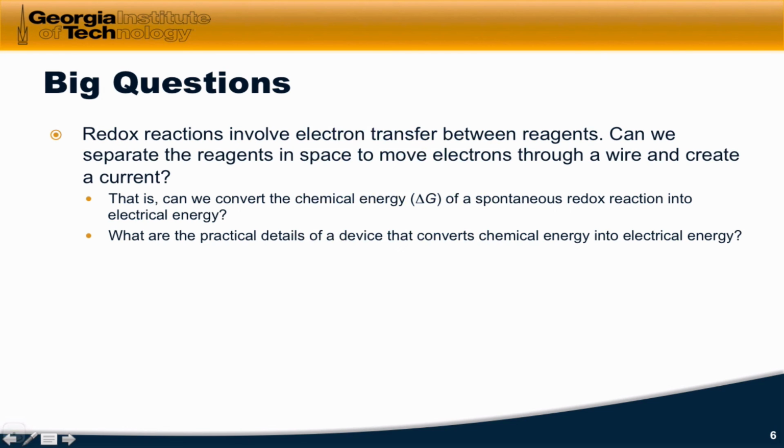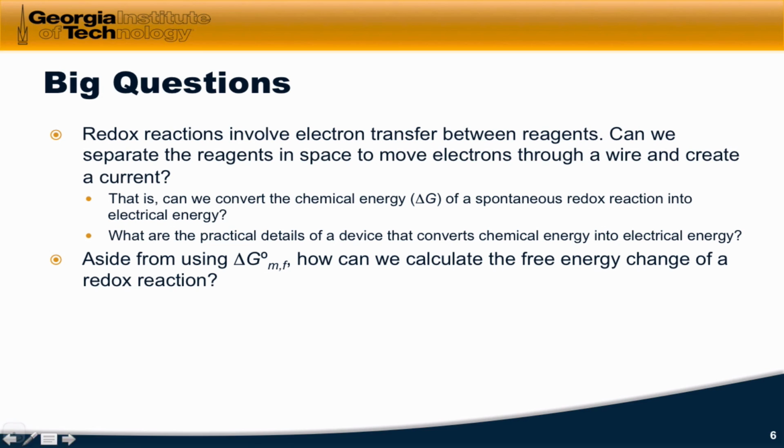So our big questions about redox reactions are the following. Redox reactions involve electron transfer between 2 reagents, from the reductant to the oxidant. Can we separate the reductant and oxidant in space so that we can somehow push electrons from the reducing agent to the oxidizing agent and convert the chemical energy associated with this spontaneous movement of electrons into electrical energy, into a current? Can we do that conversion? And what are the practical details of a device that accomplishes that conversion? We'll address both of these questions in the very near future.